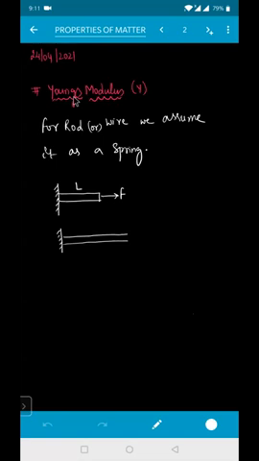That is about your Young's modulus. Young's modulus is represented by the letter capital Y. Are you able to hear me better?